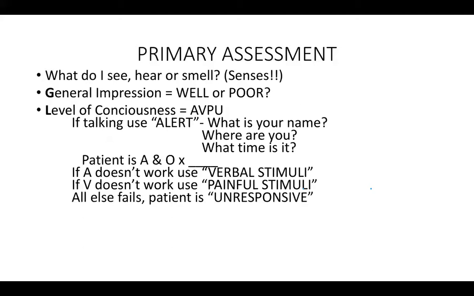Level of consciousness. A lot of our students from our last class got so confused with this, so we're breaking this early on. For your level of consciousness, you're using the acronym AVPU. If they're talking to you, you're going to use the alert of the AVPU, which is the letter A. You ask 3 questions: What is your name? Where are you? What time is it? Then you determine if your patient is A&O, alert and oriented times how many? How many did they answer out of these alert questions? If it's 3, they're A&O times 3. If it's 2, A&O times 2. If it's 1, A&O times 1. If it's 0, A&O times 0. Look at this slide, I put it there too.